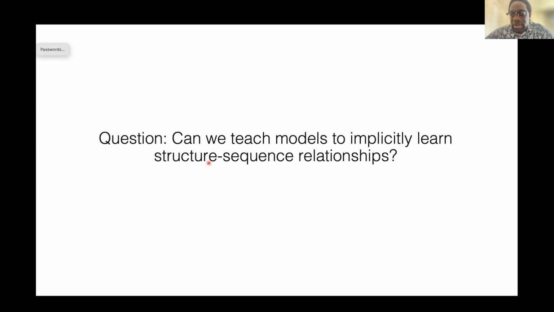So what I'm going to talk about in the first part here is this idea of using machine learning models. What we want to figure out is whether or not we can teach models to implicitly learn structure-sequence relationships. I say implicitly because we're not going to directly reference the RNA design problem. Instead, we're going to map the RNA design problem onto something familiar to a machine learning model, and then use that as a sequence generation tool.